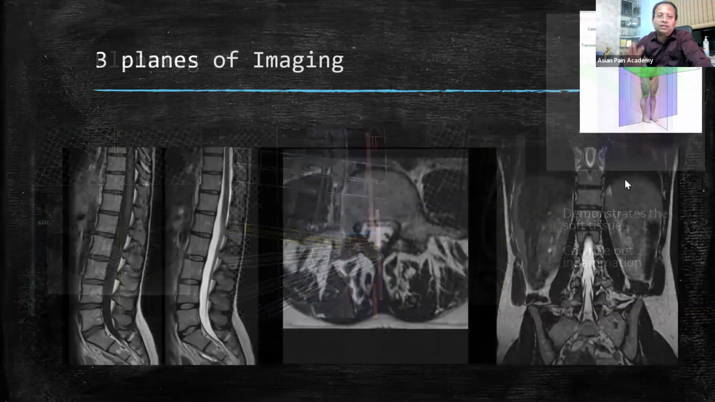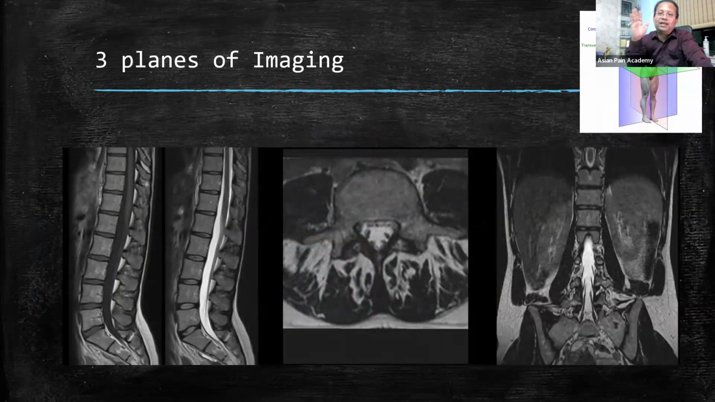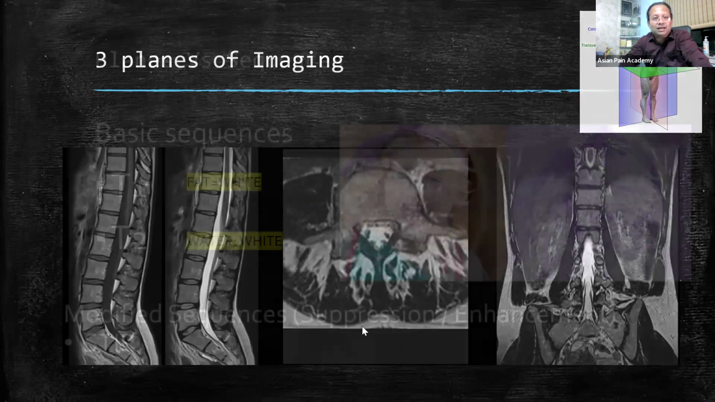Now, everyone should be very attentive and remember this, because we need it every day. Remember the three planes of imaging. As I told you, this is the upper part, this is the planning. This is the sagittal section, this is the axial section, and this is the coronal section. The coronal section most of the time is not that important for us, though it may be important for radiologists when they are seeing the lumbar plexus and all. But for us, mainly the sagittal and axial sections.